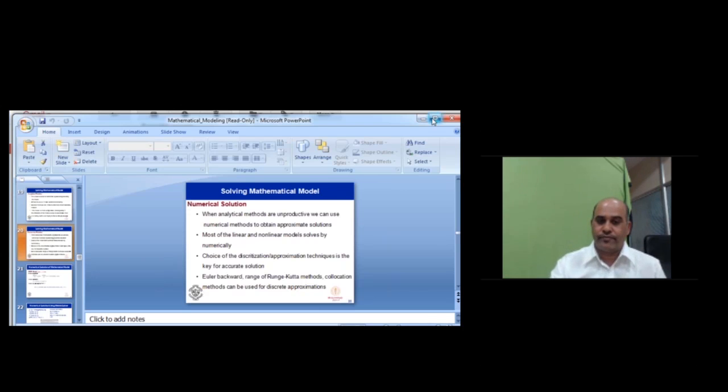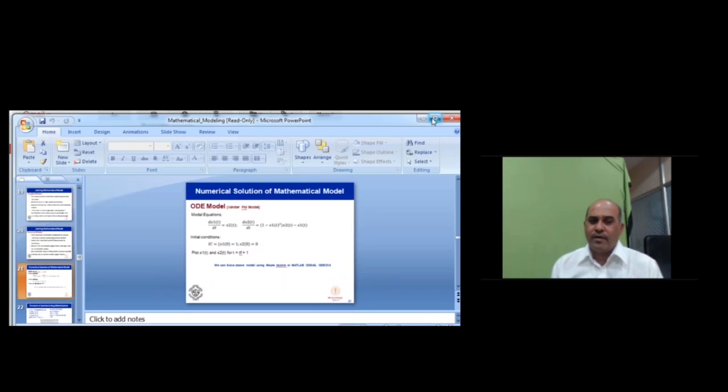That model has two simple equations: dx1/dt is equal to x2, and dx2/dt is equal to (1 - x1^2) x2 - x1. These are the two differential equations representing the mathematical model of a particular system. It has two initial conditions: x1(0) is equal to 1 and x2(0) is equal to 0. I want to solve this model over a time from 0 to 1.